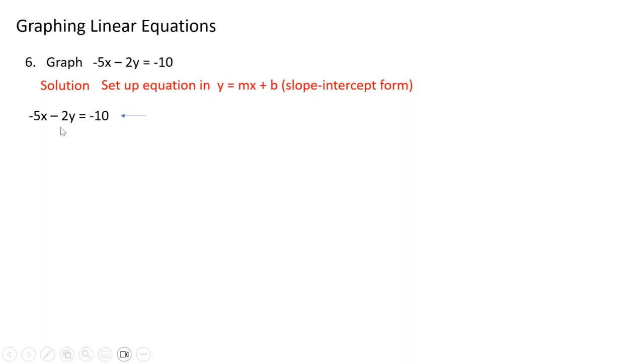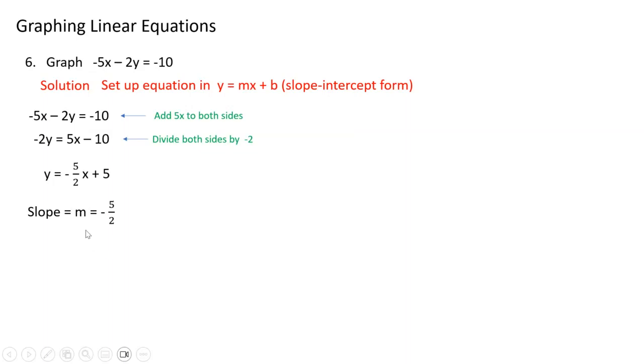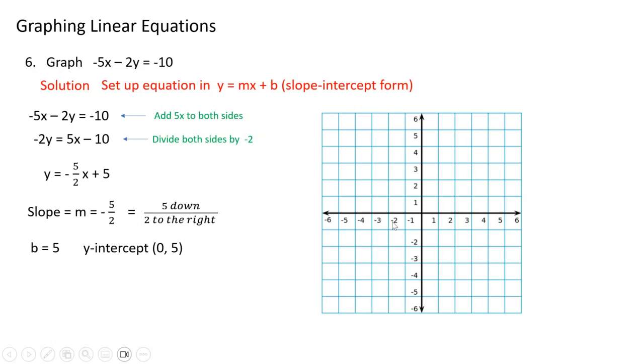The first thing is that we're going to add 5x to both sides, and then divide everything by -2. So my slope is -5 over 2. So it's going to go 5 down and 2 to the right. From where? From my b, my y-intercept. So my starting point is 0, 5. We start here at 0, 5, go down 5, 1, 2, 3, 4, 5, and 2 to the right, 1, 2. So it'll be about the point 2, 0. That's my line.